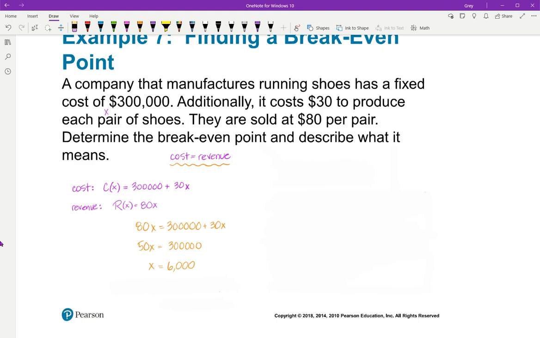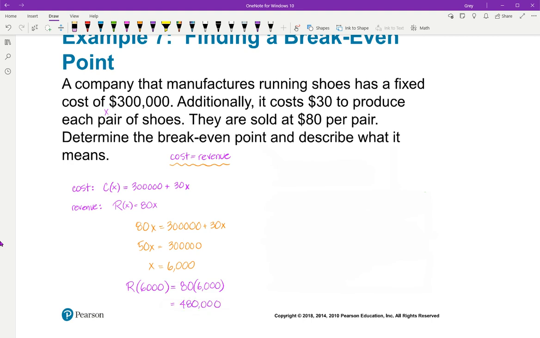And that means anything more than 6,000, I'm in a profit. Anything less, I'm losing money. But I also want to know how much money that's going to give me. So I plug that into my revenue. 80 times X. X was 6,000. So my revenue was going to be 480,000.